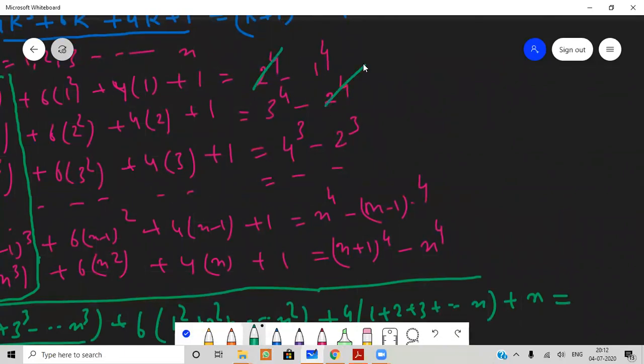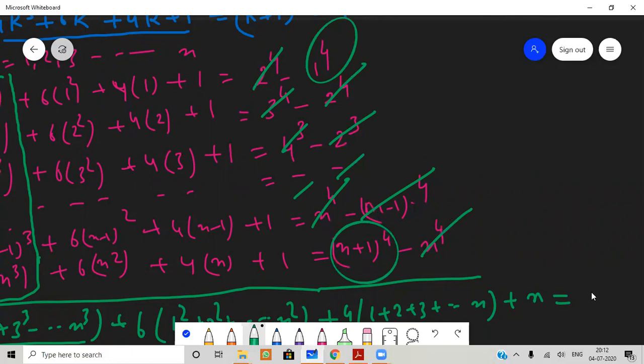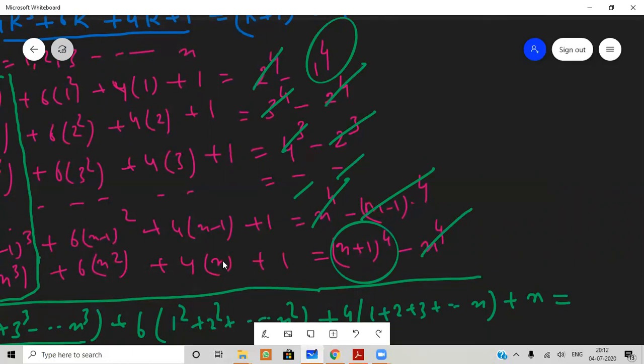This 2 cube should get cancelled with this, right? So even if you see this n to the power 4, this n to the power 4 will go, and this term should get cancelled with some term here. So ultimately all the terms getting cancelled, I'm left with only 2 terms, 1 to the power 4 and n plus 1 to the power 4, right? So on the right hand side, that is negative 1 to the power 4.